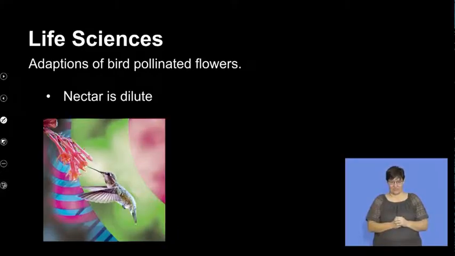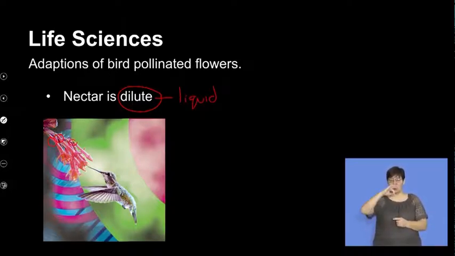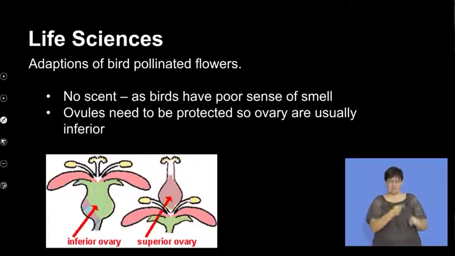Now, guys, the nectar needs to be dilute. What do we mean by that? The bird needs to drink. So you'll see there's lots of, what does dilute mean? It's a nice word for saying liquid. You can actually often make nectar for some birds, and they can come and they can drink it. So the nectar reward, the birds need to drink. It's a little bit different from the insects.